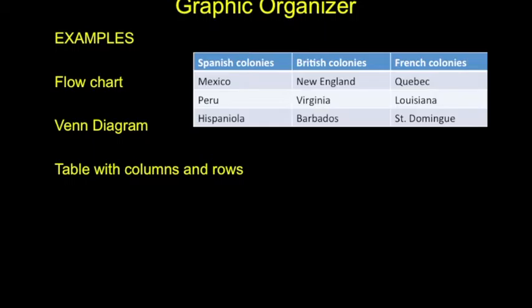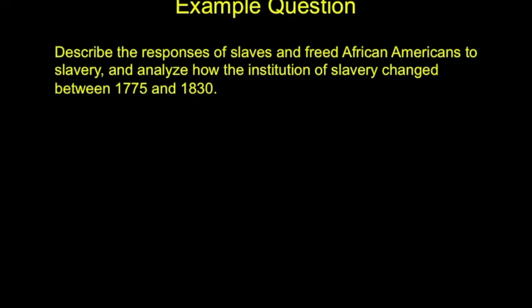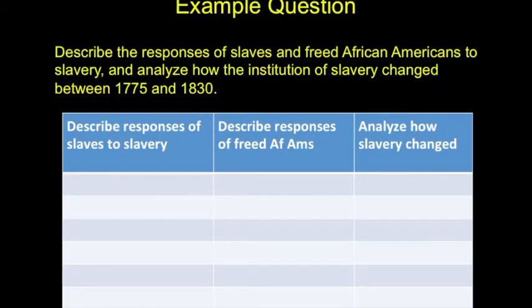You should never, ever begin any essay without first constructing a graphic organizer based on the question and filling in that organizer with evidence. As an example, let's use our essay question from the previous podcast. Describe the responses of slaves and freed African Americans to slavery and analyze how the institution of slavery changed between 1775 and 1830. Since we confirmed that our response to this question needed to cover 3 separate parts, we might draw a graphic organizer that contains 3 columns.